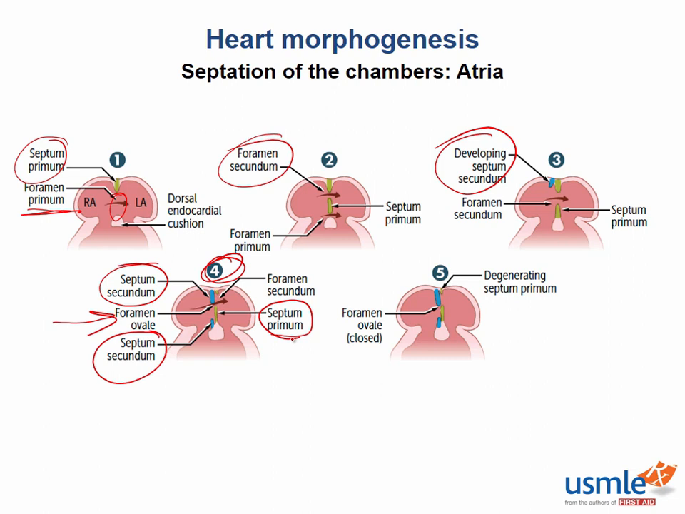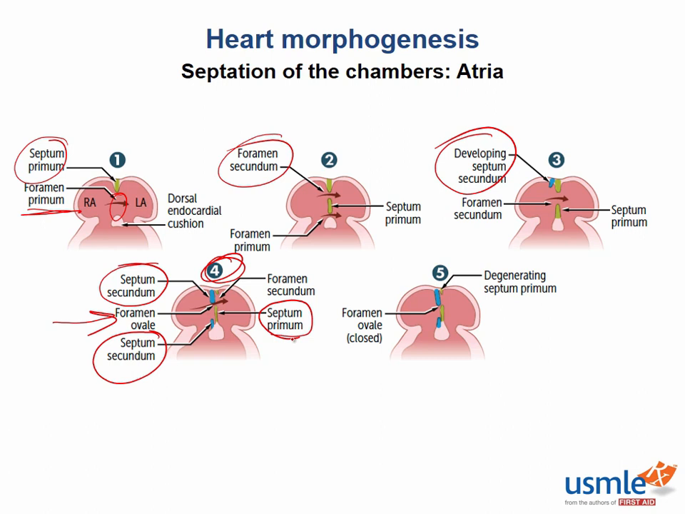this creates the foramen primum. In the second image here, you can see that the septum primum continues to grow downward toward the endocardial cushion while the superior portion degenerates. As the superior portion degenerates, the foramen secundum is formed. In the third image, we see that the septum primum has fused with the endocardial cushion, and the foramen secundum is maintaining the right to left shunt within the atria.